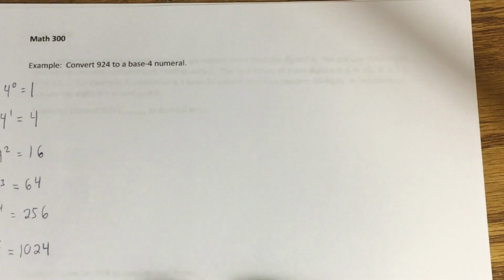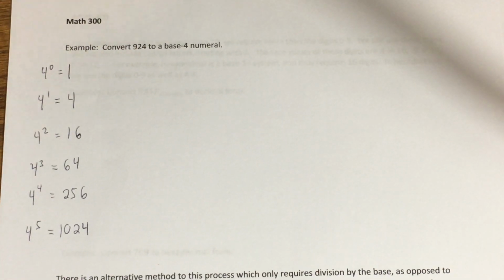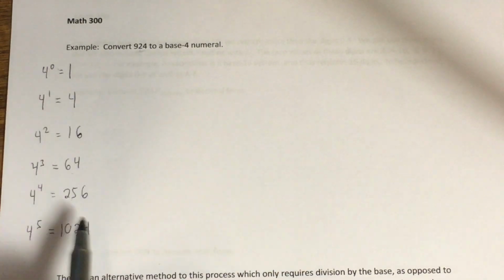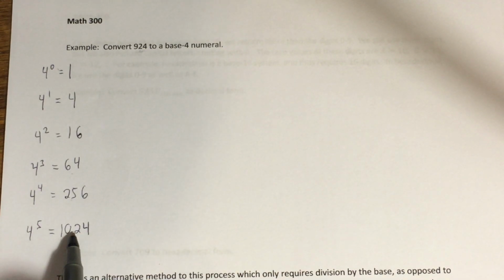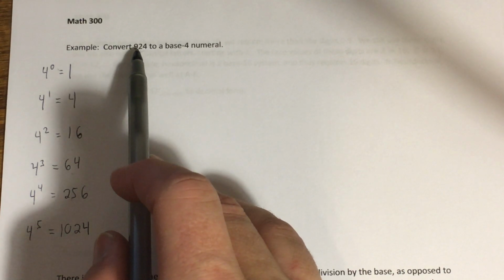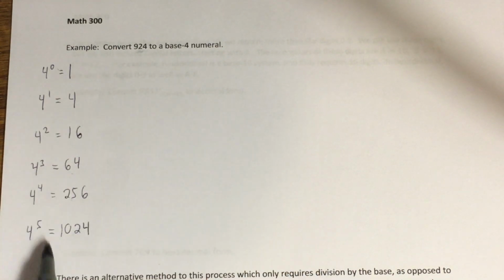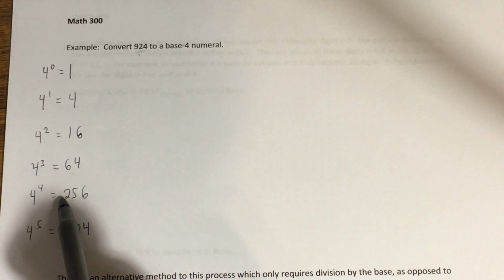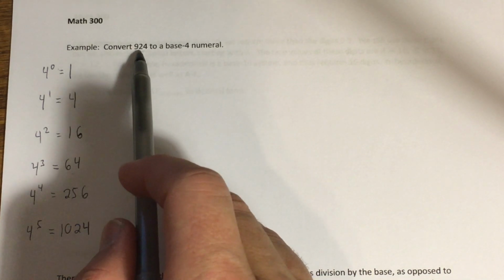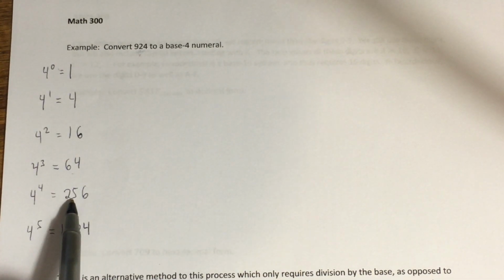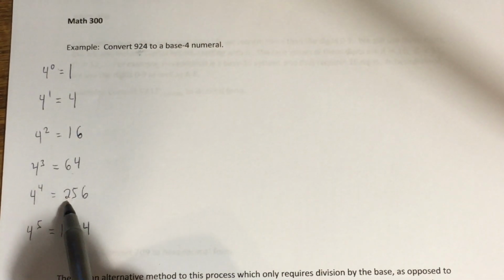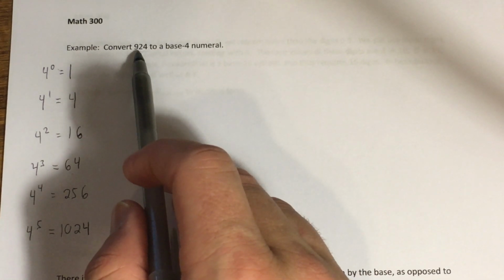And the reason for that is because, again, I'm thinking in terms of how many of each of these can I fit into this number. Now, 4 to the 5th power, which is 1024, is bigger than 924. So this doesn't fit into this. I'm not going to use that. But the largest of these powers of 4 that's still not exceeding the number 924 is this guy right here, 256. So let me try seeing how many 256s there are in the number 924.